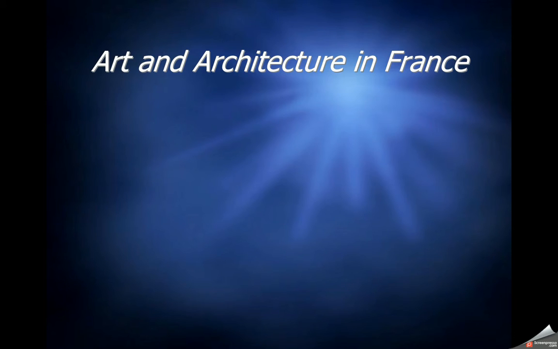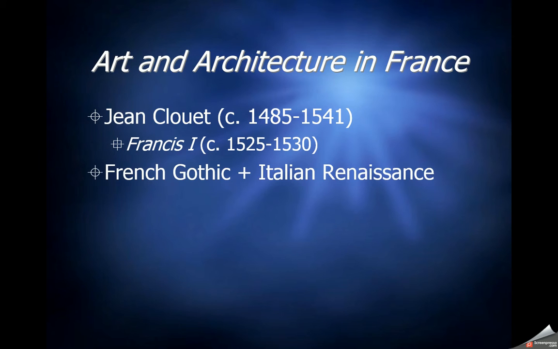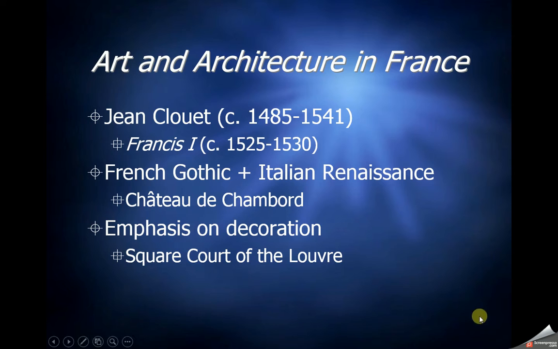We'll now go quickly to art and architecture in France. We see individuals like Jean Clouet in his depiction of Francis I. We get good examples of his work. There's a real combination of French Gothic and Italian Renaissance in both the art and the architecture. We see this in the Chateau de Chambord, which we'll look at here shortly. There's a real emphasis on decoration. And we also see this in the square court of the Louvre. The Louvre being one of the most famous museums of all time. It's still standing even to this day.